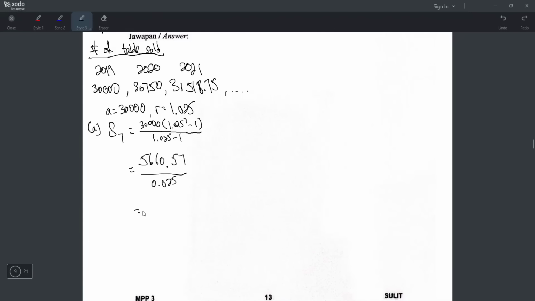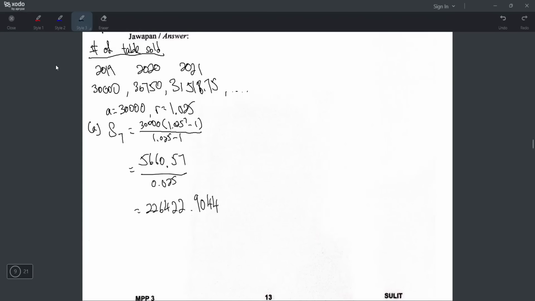Okay, now I'll use the answer button so that it's more accurate. So I'll just tekan answer divide 0.025. So 226422.9044. Okay, I just write everything.